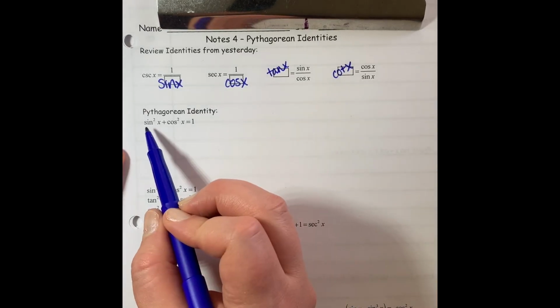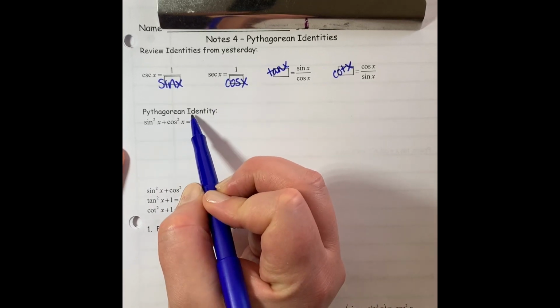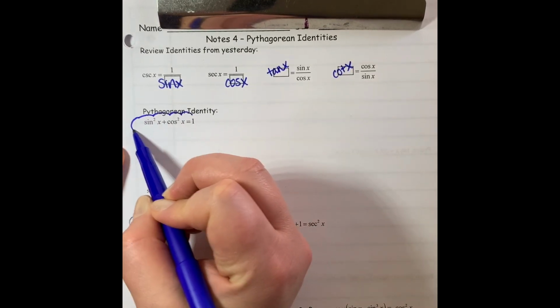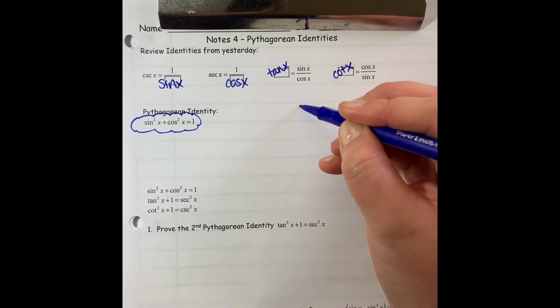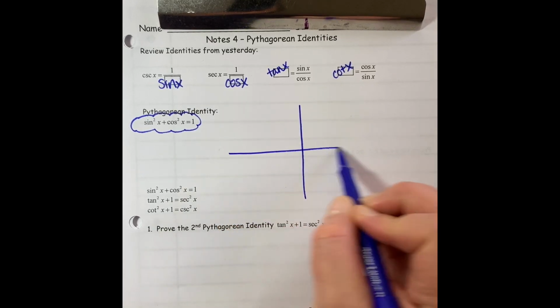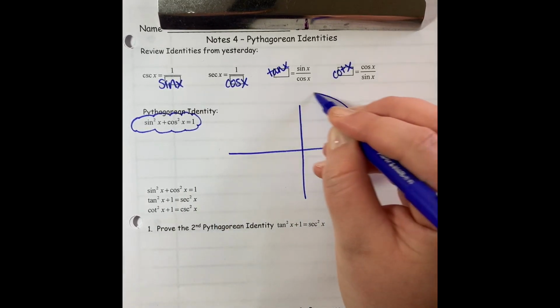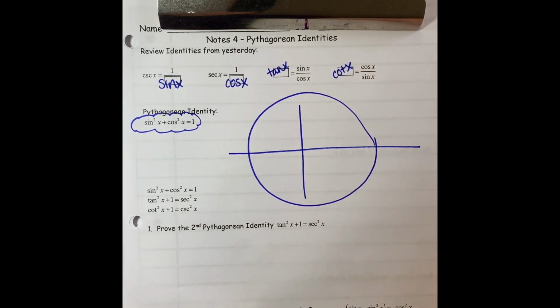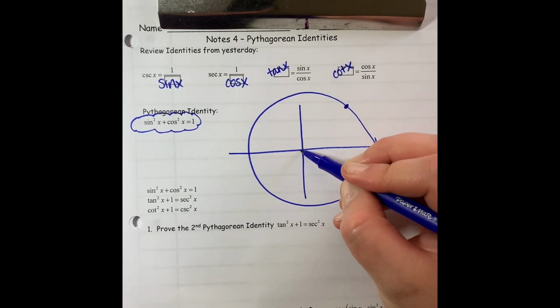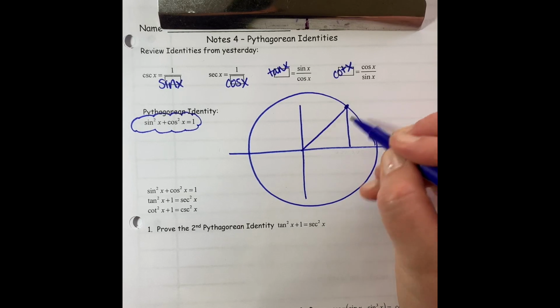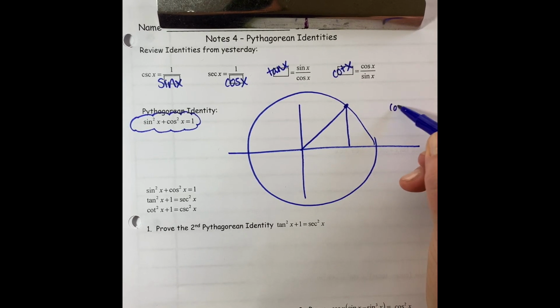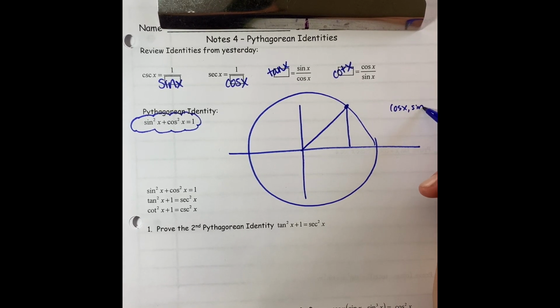All right, so the first identity is that sine squared plus cosine squared equals 1. I don't really want to get into it a ton, but it comes from the unit circle. Remember how we had our perfect unit circle. Let's say that you were here, we would draw the little triangle. Remember that the x was always cosine, and then the y was always sine.